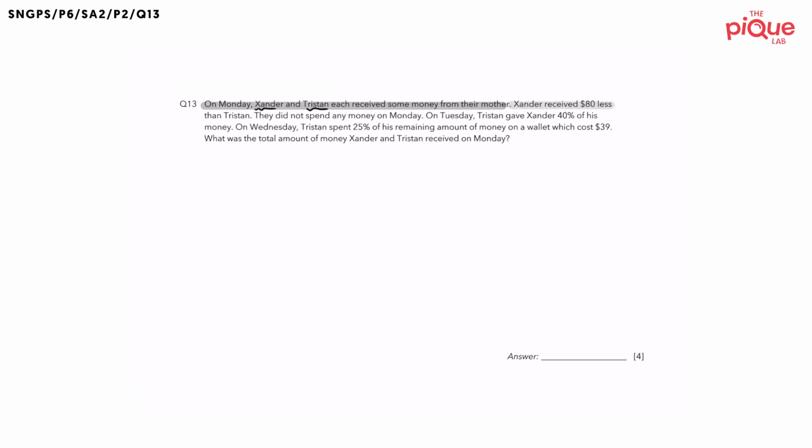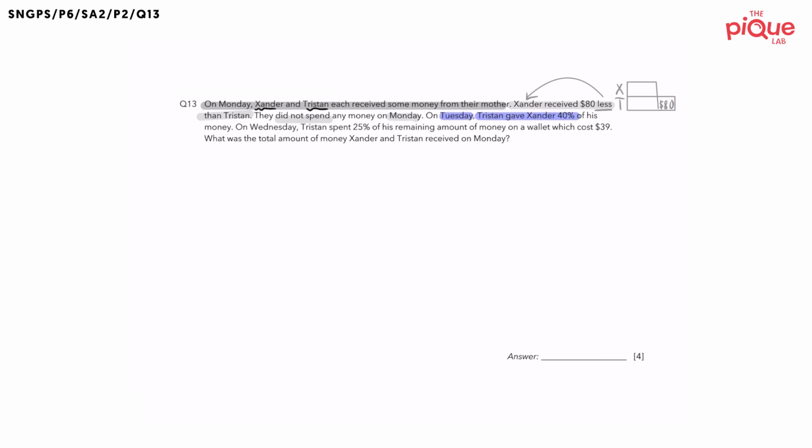Xander received $80 less than Tristan. The word less refers to the first person mentioned in this sentence, which is Xander. This means that Tristan had more money than Xander. Let's quickly use the model to visualize this. Now, what happened next? They did not spend any money on Monday. On Tuesday, Tristan gave Xander 40% of his money.